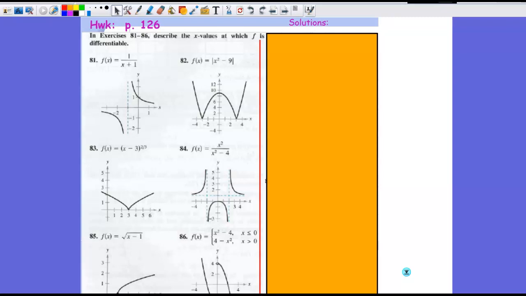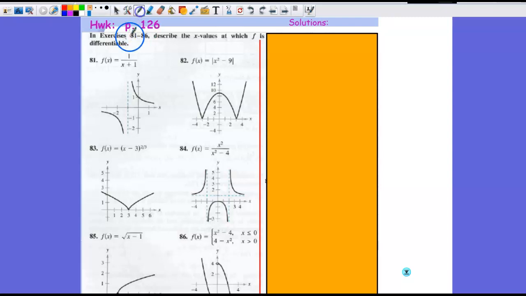Let's take a look at the homework on page 126. The concept for this homework is focusing primarily on differentiability. However, I gave you some other instructions to also consider continuity, to give you opportunity to practice your justifications of continuity as well as limits.